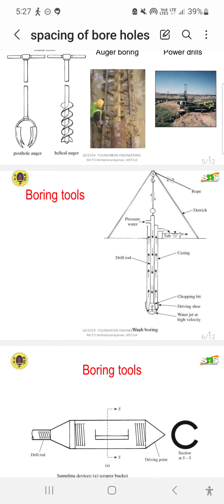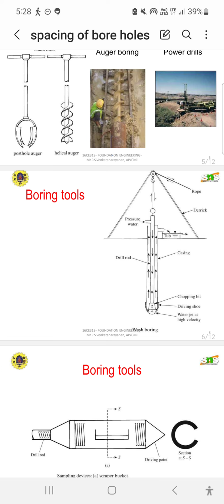In these boring tools pictures, the component parts are given. On the left-hand side is the drill rod, and on the right-hand side is the casing. We give the casing to protect the outer side, mainly for protection outside. Then there are the pressure water and tub, the chopping bit, the driving shoe, and the water jet at high velocity.